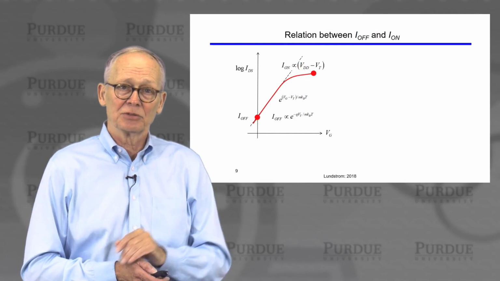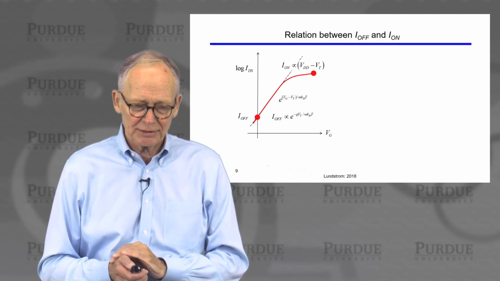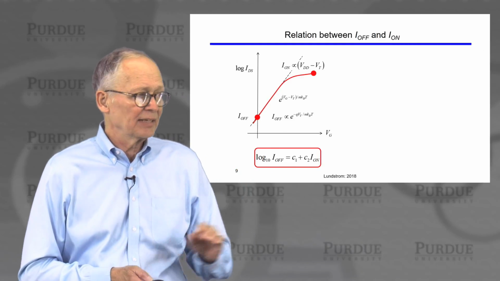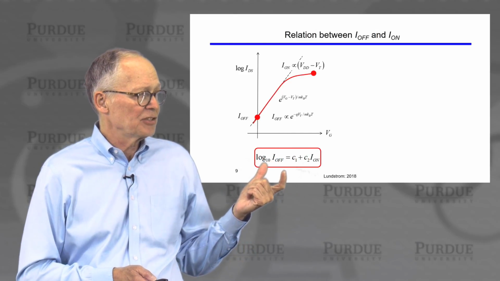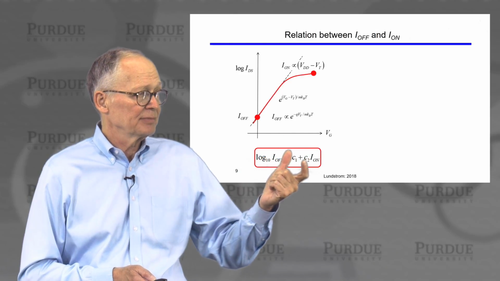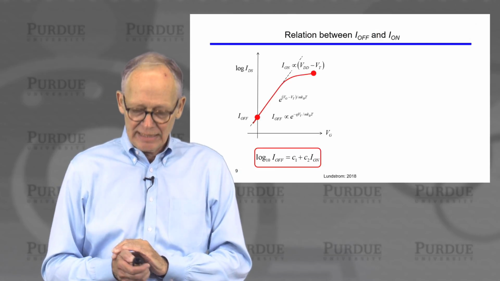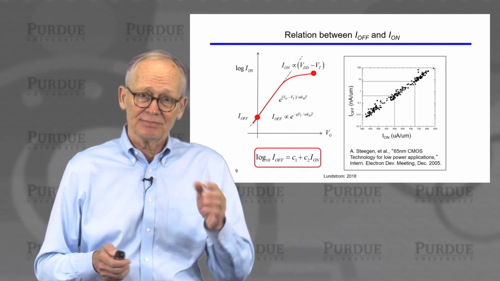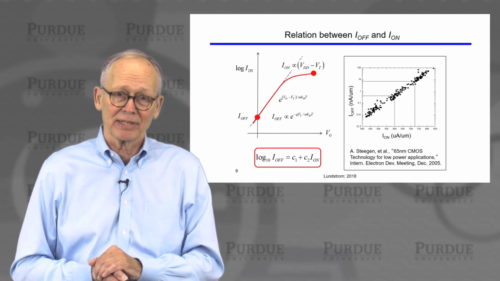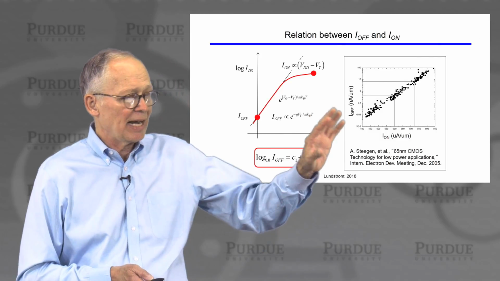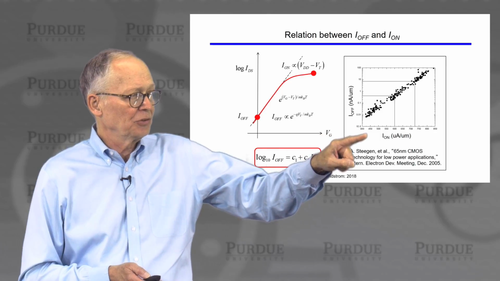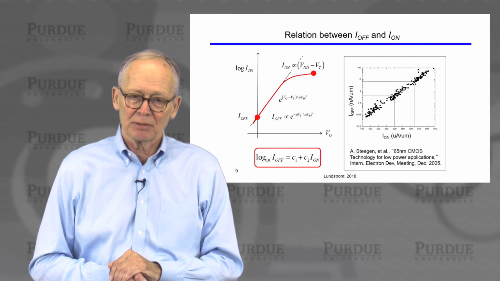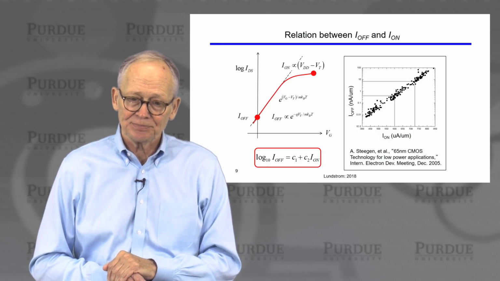The on current is measured when the gate voltage is the power supply voltage. So if we were to put these two relations together, we would find that there's a relation between the log of the off current and the on current. And this relation is very fundamental, just comes from the physics of how MOSFETs operate by manipulating energy barriers. If you take actual data, take transistors, note their on current, measure their off current, and plot them on a plot, you'll see this relation.